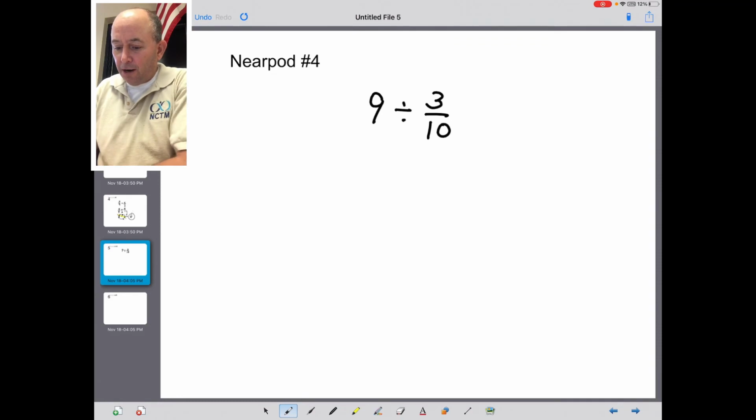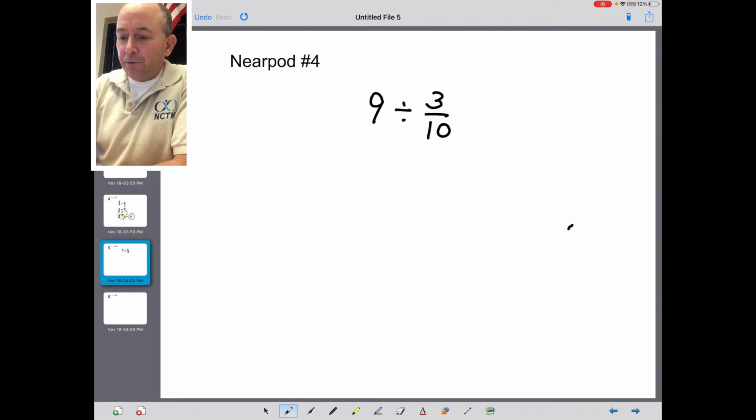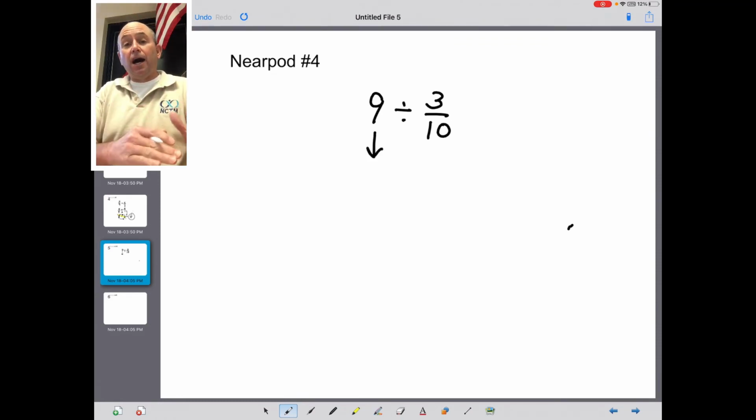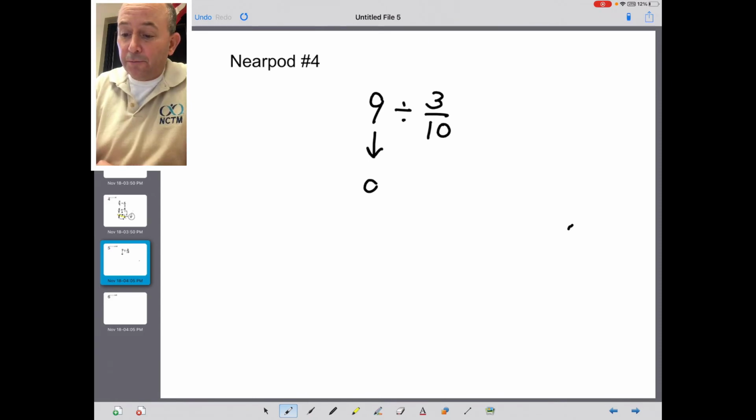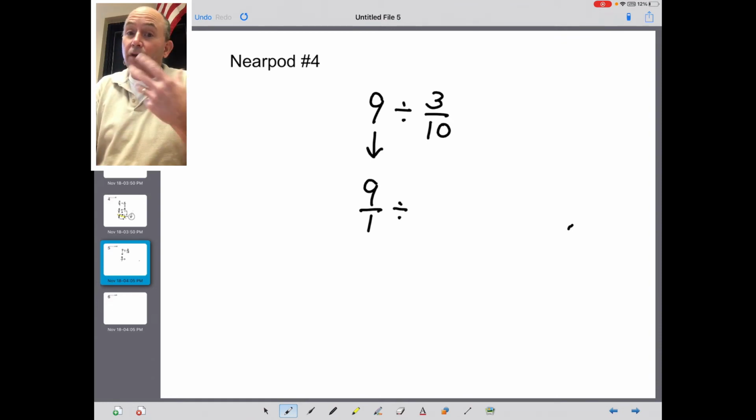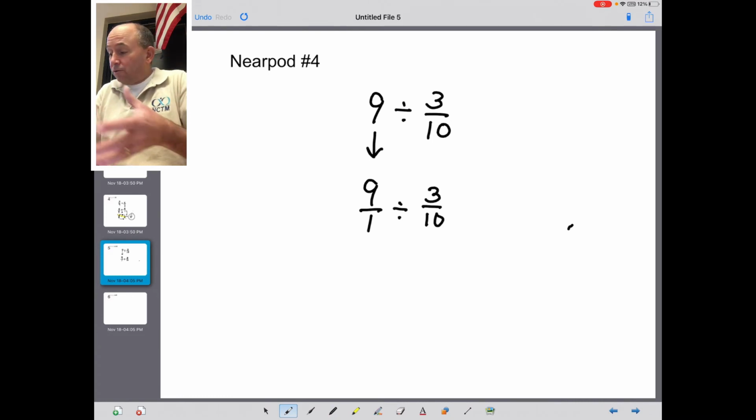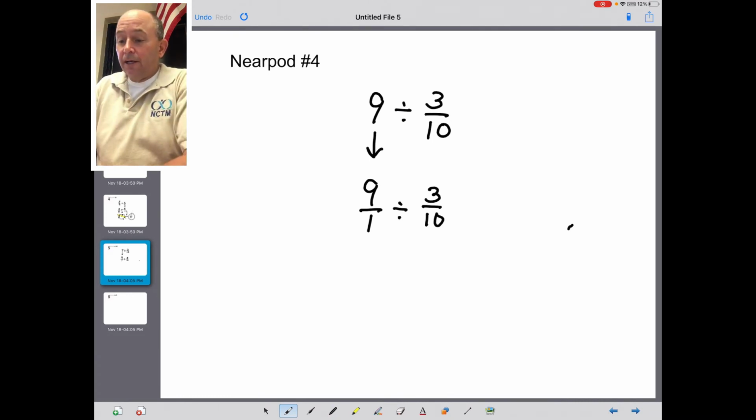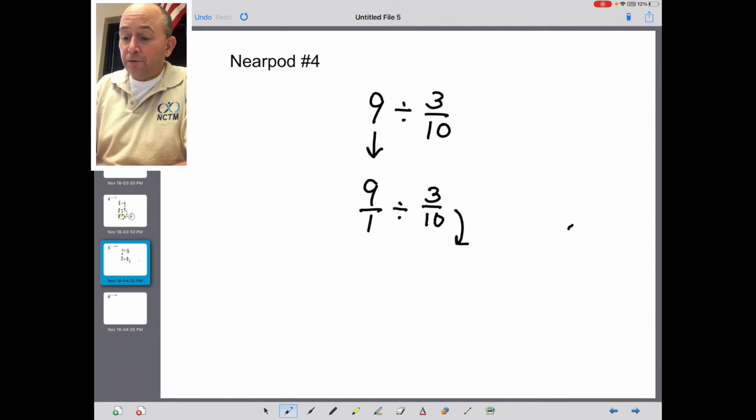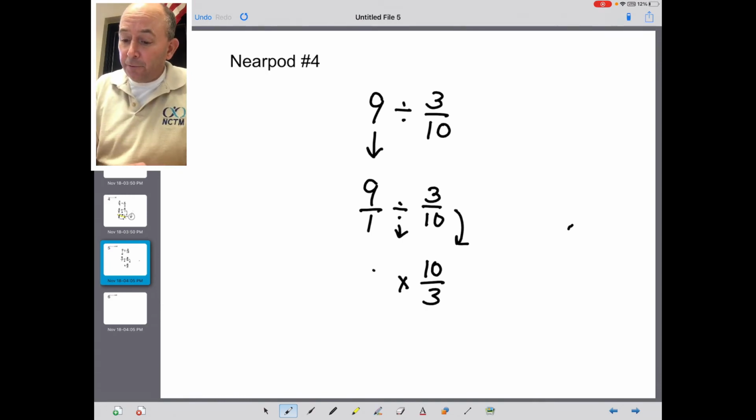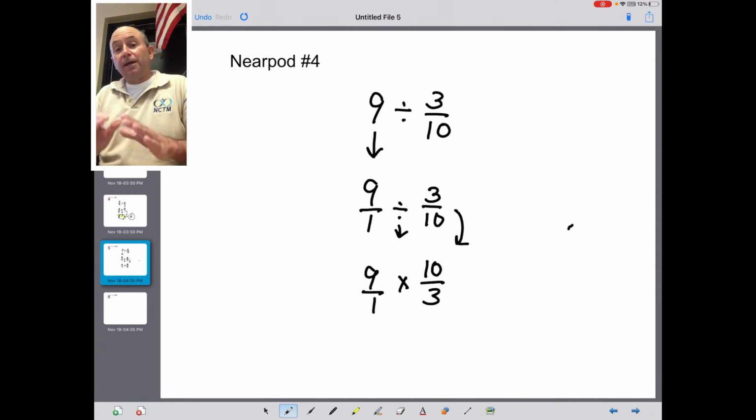All right, so in order to solve this problem, a couple things we want to do. We want to turn 9, the whole number 9, into an improper fraction of 9/1, so that you have 9 ones divided by 3/10. Now, everything just goes the way it normally should go, okay? You want to create the reciprocal of 3/10, which is 10/3. The division symbol becomes multiplication. And remember, the improper fraction of 9/1 remains the same.